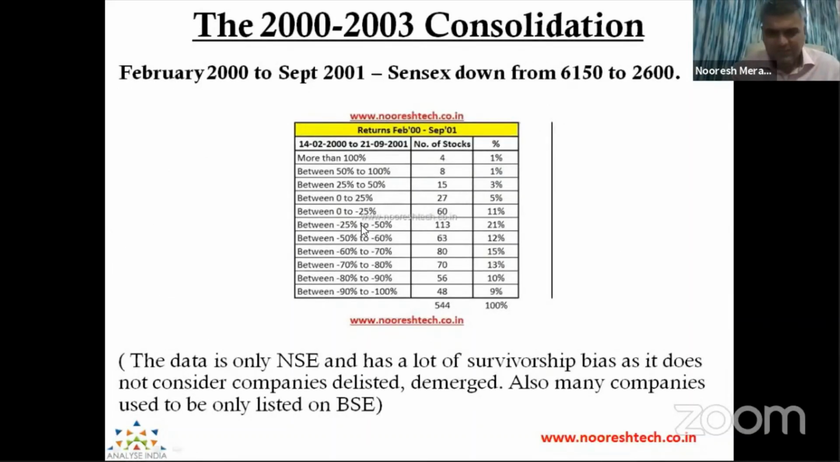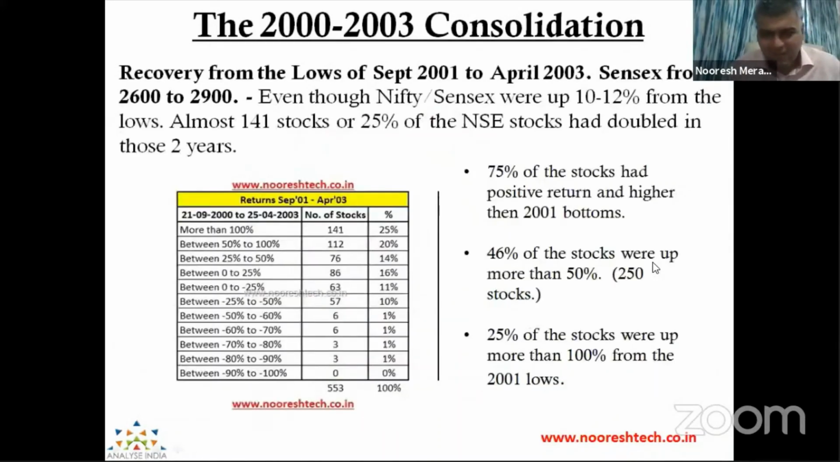Now, this is the interesting data which tells us what happens in a consolidation. So February 2000, which was the top, to 2000, Sensex was down from 6150 to 2600. So out here, if you notice, the majority of the stocks have fallen by more than 50%, which was closer to 58%. But the next part is very interesting.